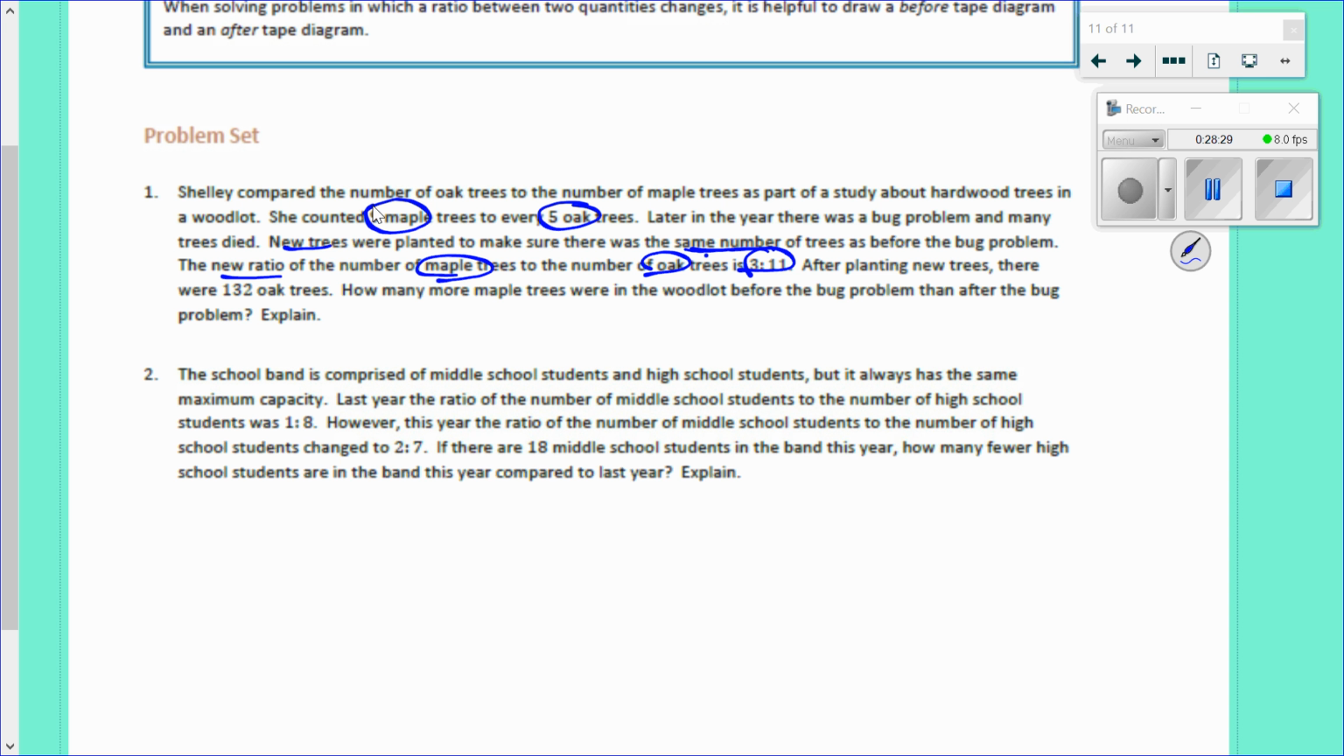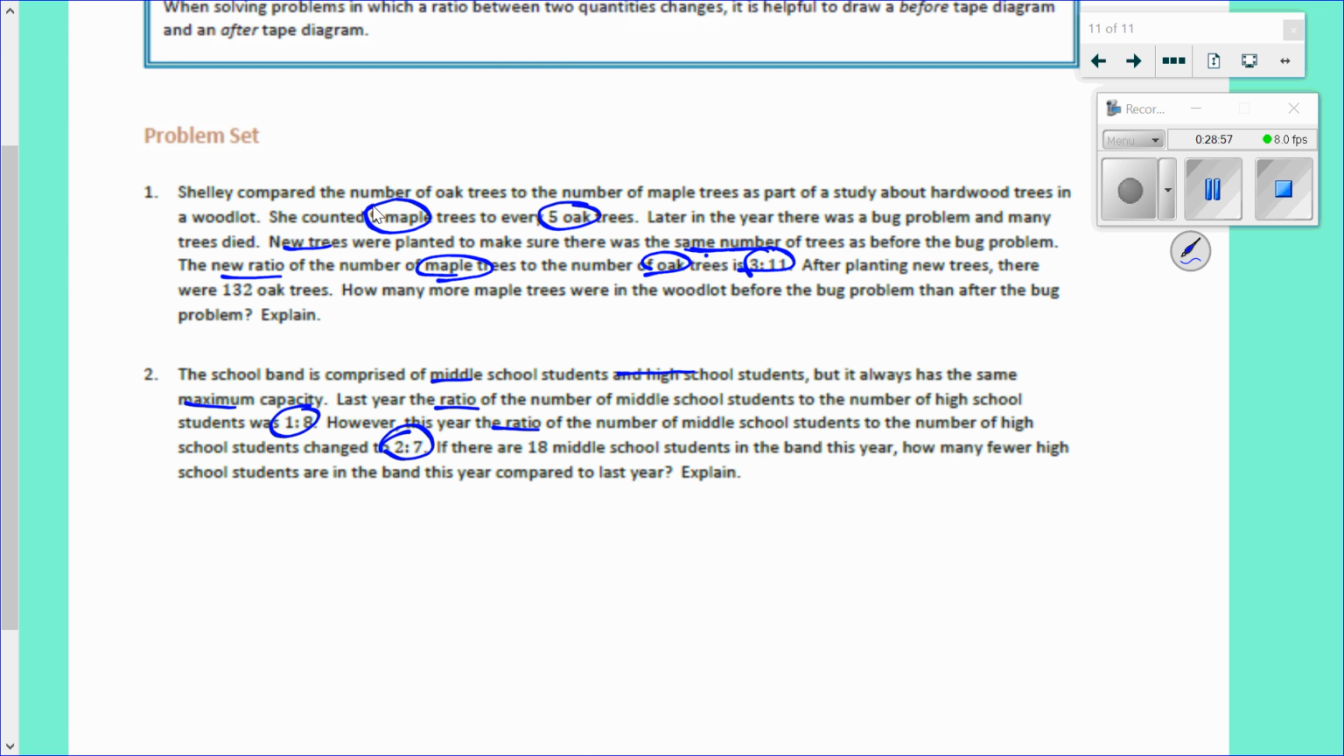Second one. We have middle and high school students, but always has the same maximum capacity. The ratio of middle to high was 1:8. It's now changed to 2:7. Key there, the number is always the same. So that means that once I find my ratio constant, it'll go over. You have plenty of room down here to do all of your work. Make sure you've drawn your tape diagrams for both.